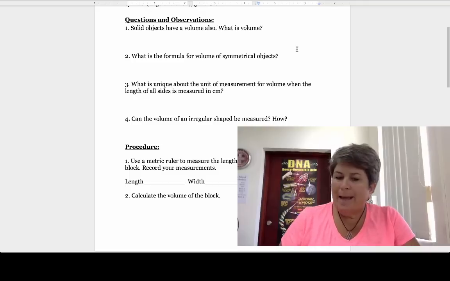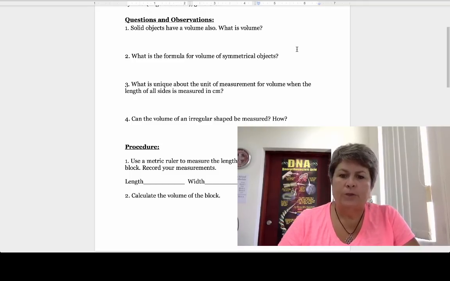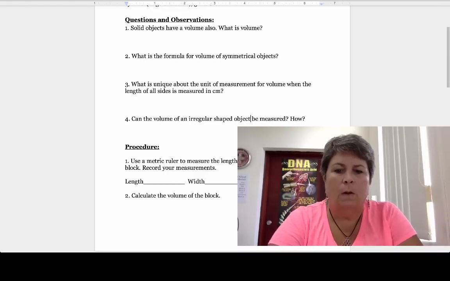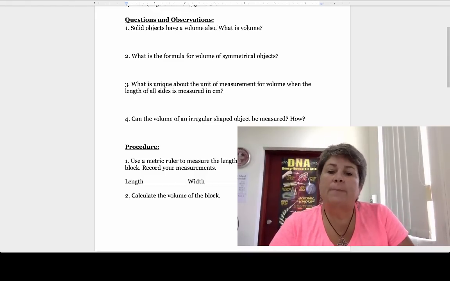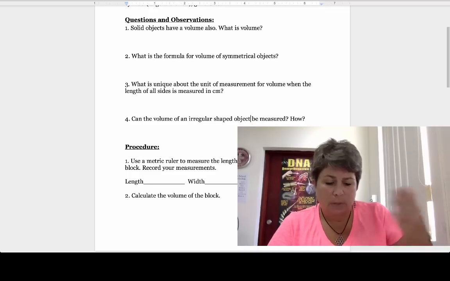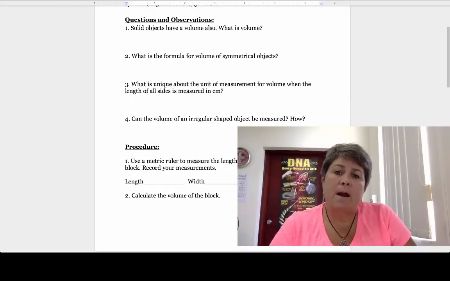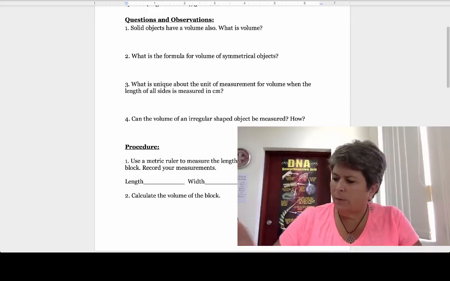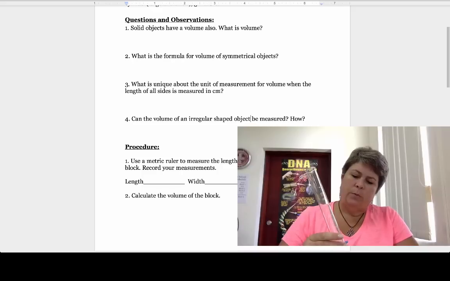All right, and then the last question is, can the volume of an irregular shape, I'm going to change that. In fact, I'll change it right now. Can the volume of an irregular shape object be measured? I mentioned, I think, in class, but I'm going to talk to you about it again, and that's going to be our mini lesson before we actually start in class the next time on this lab: the displacement method. So I'll just give you a really brief overview again.